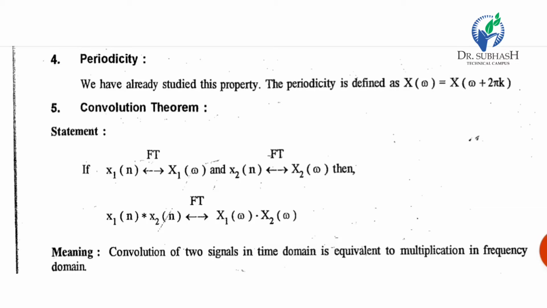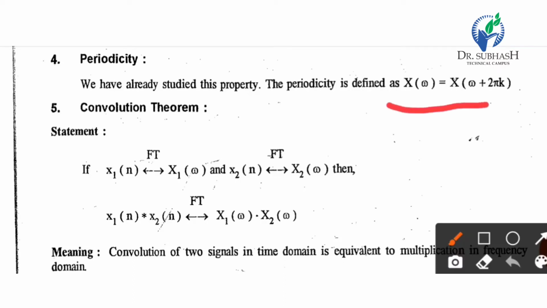The next property is periodicity. We already studied it when we started the Fourier transform. Periodicity is defined as X of omega equal to X of omega plus 2 pi k; it is periodic about 2 pi.